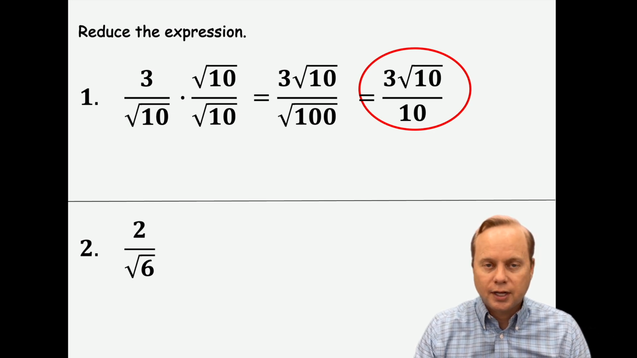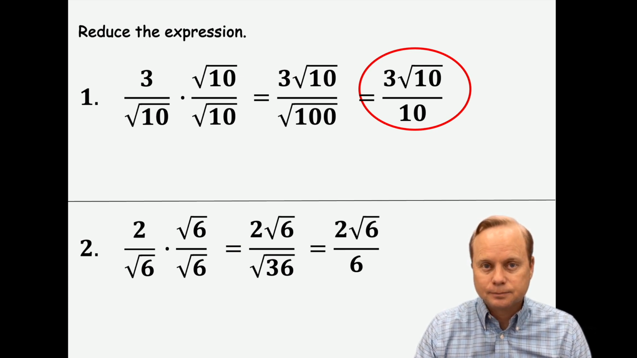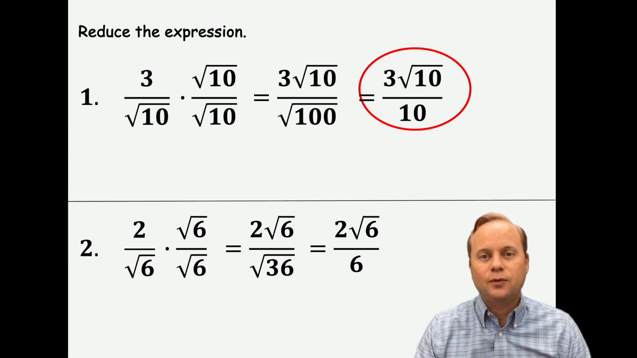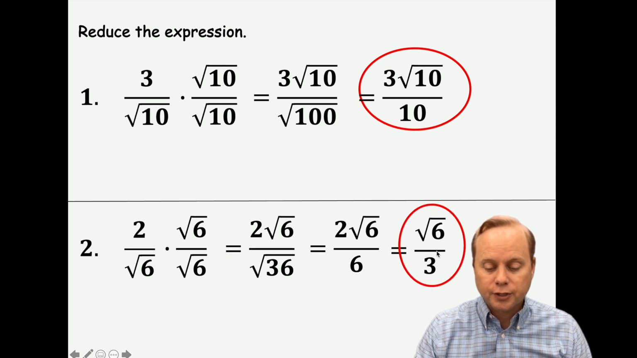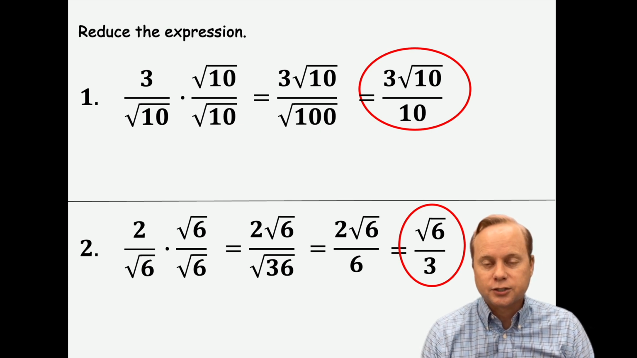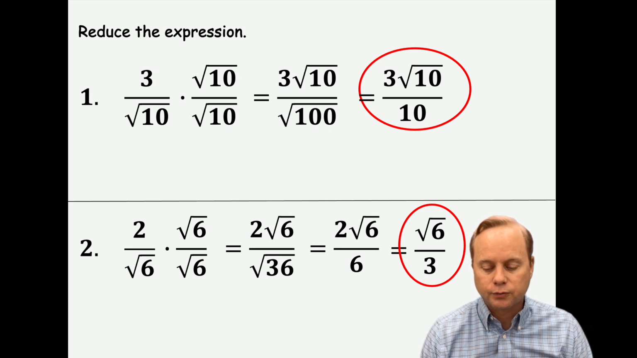Okay, well, let's do the second one here. We're going to multiply top and bottom by square root of 6. This would be 2 square root of 6 over the square root of 36, excuse me. And the square root of 36 is 6. So now we end up with 2 square root of 6 all over 6. Now, this is a fraction that can be reduced, right? This 2 and this 6 can be reduced down to 1/3, which is really square root of 6 over 3, right? 1 times the square root of 6 over 3. We wouldn't write the 1 in front of it, so it'd just be square root of 6 over 3.